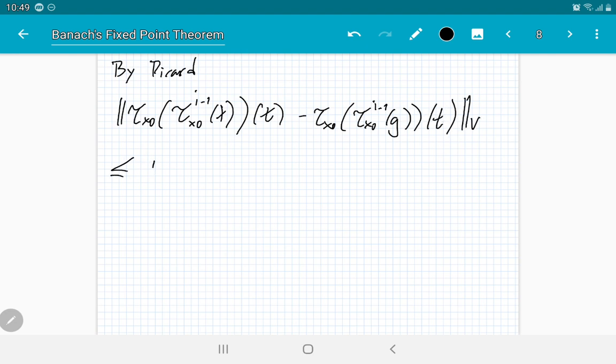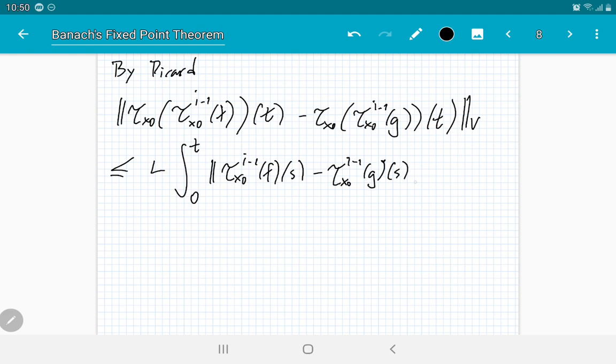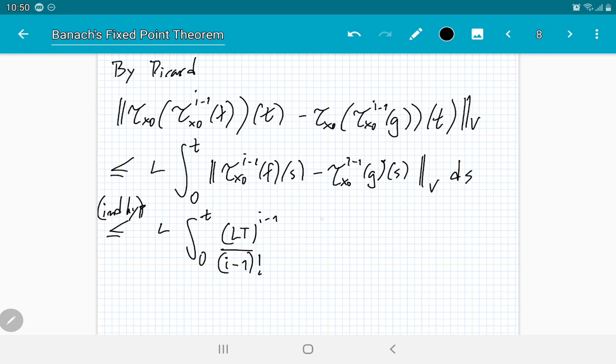This is less than or equal to the integral of L from 0 to t of the distance between tau x naught i minus 1 f of s and tau x naught i minus 1 g of s. Now, great, I have i minus 1, so I'm going to apply the inductive hypothesis. The inductive hypothesis means that this thing here is upper bounded by L s raised to i minus 1 divided by i minus 1 factorial, and then I multiply by the infinity norm of f minus g. This is s, sorry, so I'm doing it for time s.